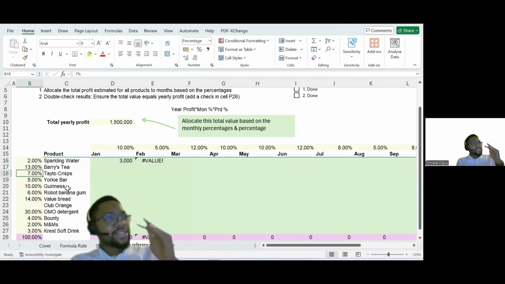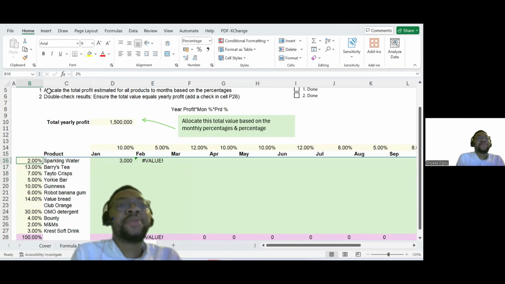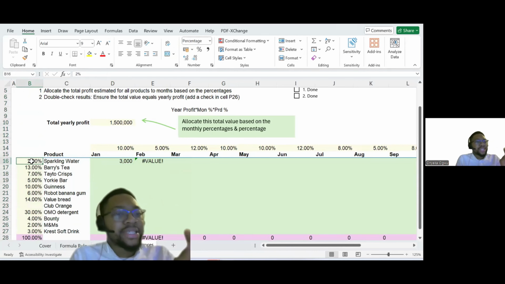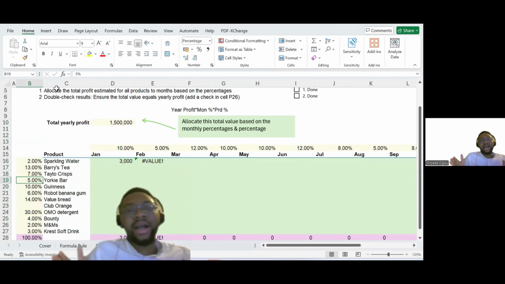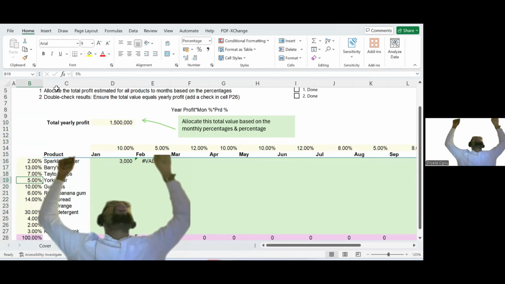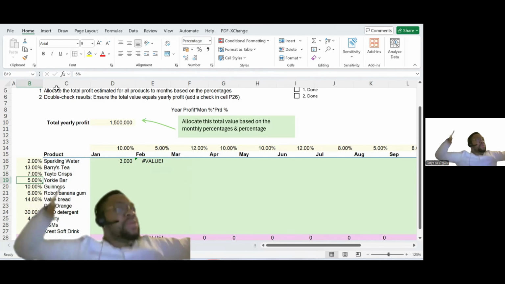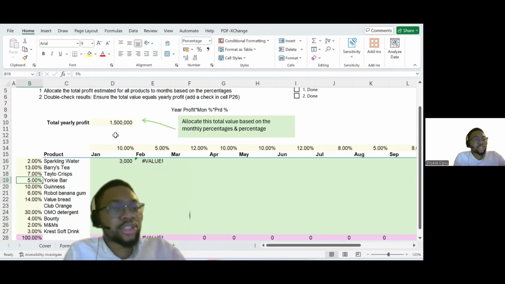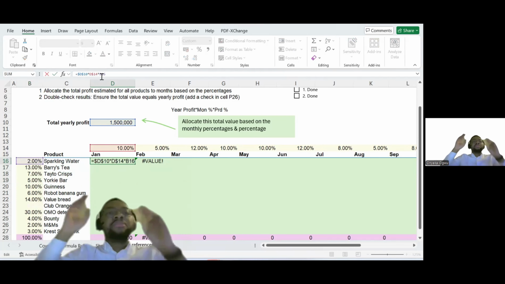So it should go down, from 16, 17, 18, 19, 20. But we don't want it to leave B, so it must be in B. It can go B16, B17, B18, but it should not go to C. It should remain in B. That means we want to lock B. That is column. So we come here and say it must remain in B, no matter what.